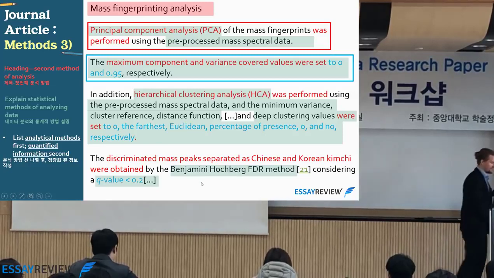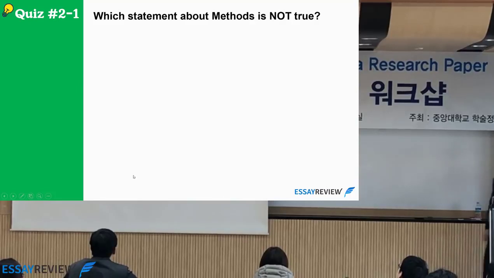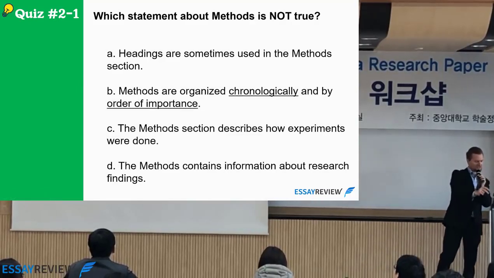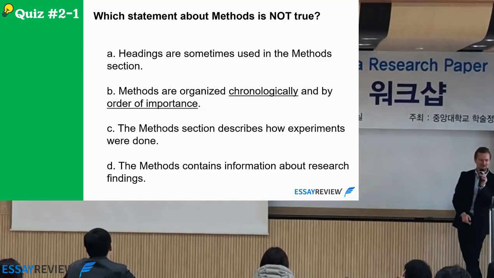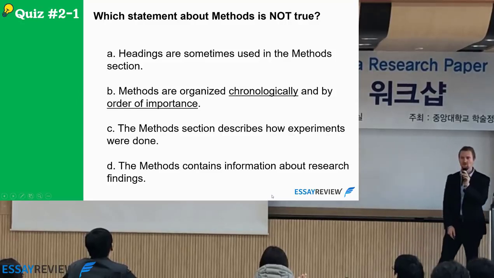Okay, so methods quiz. Let's see if you remember what I just said. What statement about methods is not true? A, headings are sometimes used in the methods section. B, methods are organized chronologically and in order of importance. C, the methods section describes how experiments are done. Or D, the methods contains information about research findings. Which one is not true?